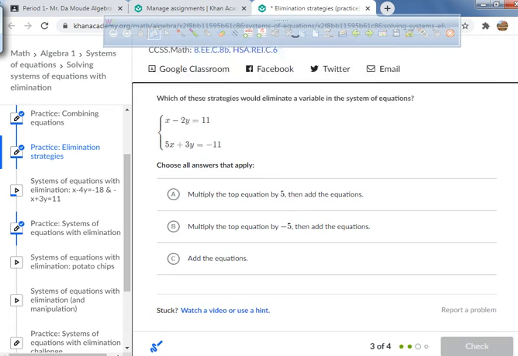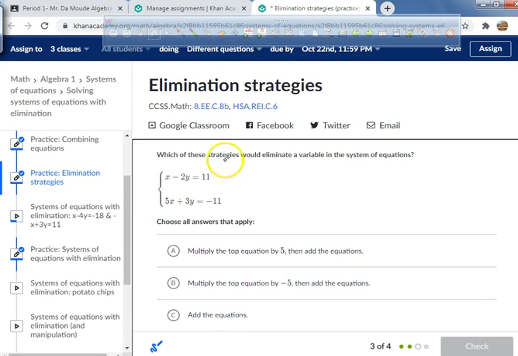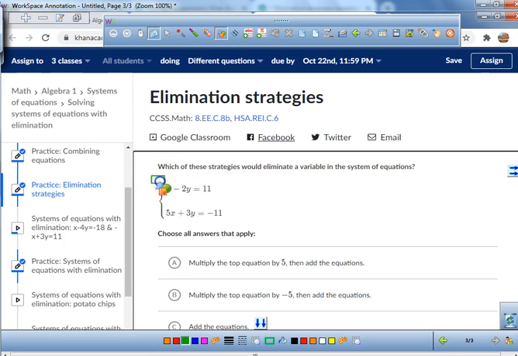All right, take a look at our next one. Here we go. Here's our next one. It says, which of these strategies would eliminate a variable in the system of equations? So all I want you guys to do is write those down right there. Just write them down, okay? Take your time. Write them down.